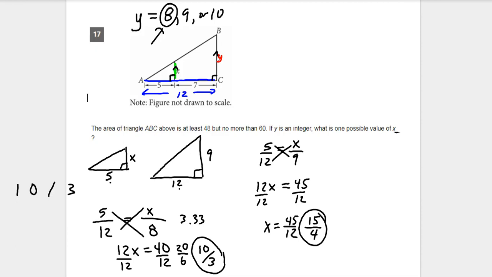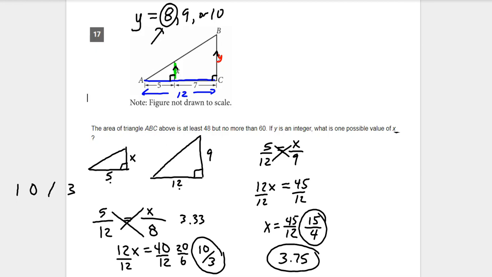15 over 4. If you want to do the decimal, I wouldn't, because it's just another chance for a mistake. 4 goes into 15 3 times with 3 left over, so 3 3/4 would be 3.75. But you're risking it by doing extra math in your head that you don't really need to do.